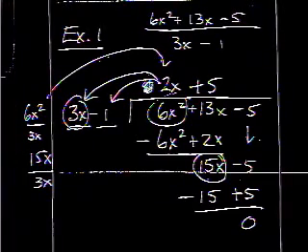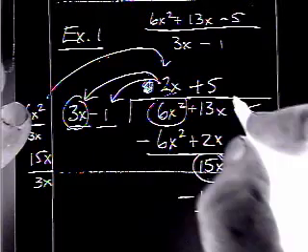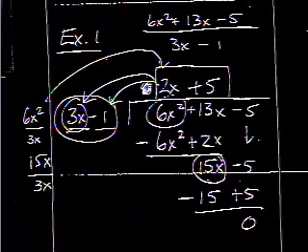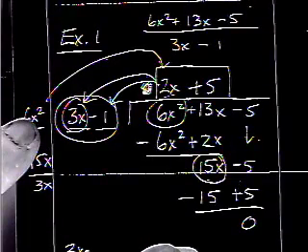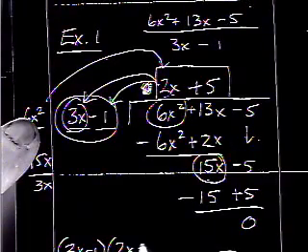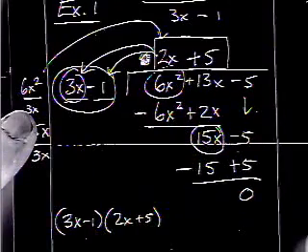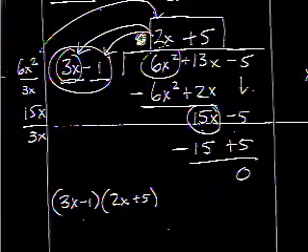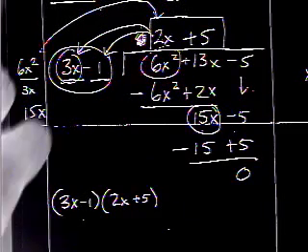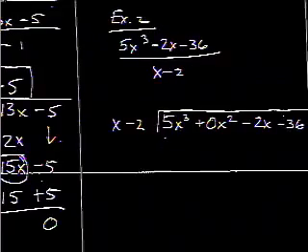We got something that went in evenly with no remainder. When it goes in evenly, then these two things must multiply together to give me that. In other words, you could factor that thing into 3x minus 1 times 2x plus 5. There is no remainder. So a zero remainder means something divides in evenly. Let's try it again.